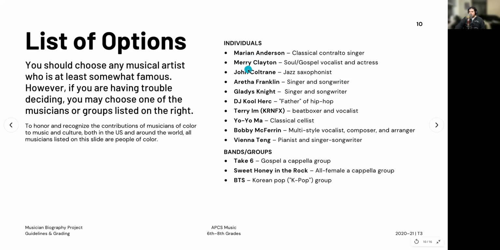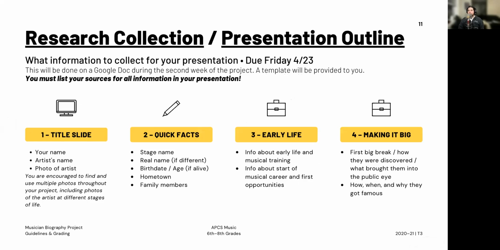There's Marian Anderson, Mary Clayton, John Coltrane, Aretha Franklin, Gladys Knight, DJ Kool Herc, Terry M or Korean FX, Yo-Yo Ma, Bobby McFerrin, and Vienna Tang. And then also the groups Take 6, Sweet Honey in the Rock, and BTS. And there are other wonderful musicians out there. This is really only if you're having trouble deciding.